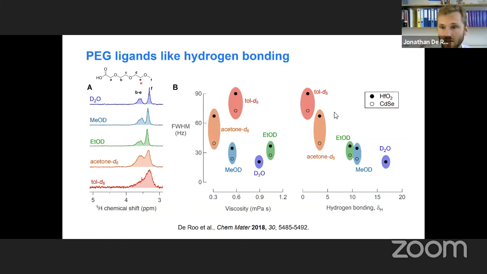And so the better the solvent is at donating hydrogen bonds or at providing hydrogen bonds, the better the solvent will be able to swell the ligand shell. The better the solvent will be able to penetrate the ligand shell. And so here you have an example of a polar, hydrogen bond demanding ligand. So the most narrow lines you will find in a solvent in which it is very well soluble, in which it provides these hydrogen bonds.